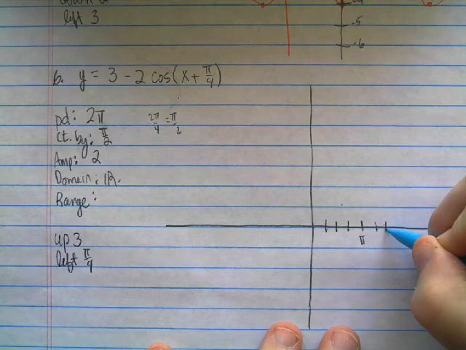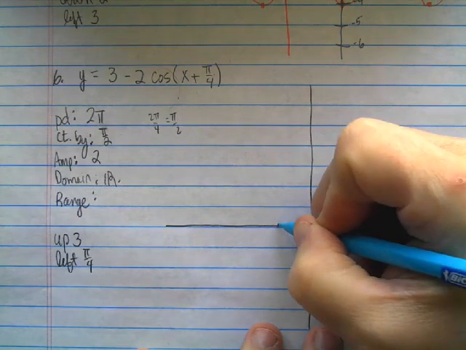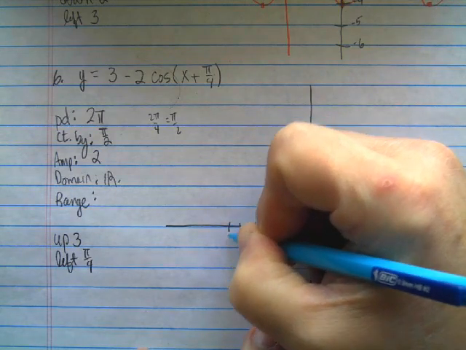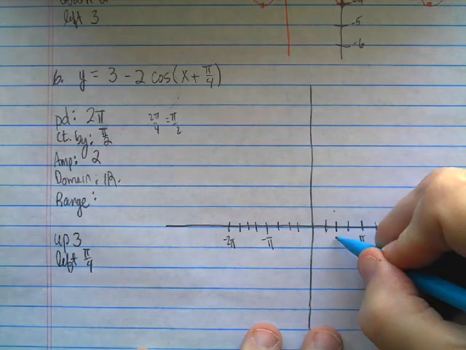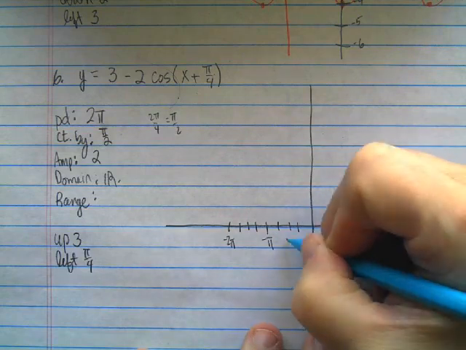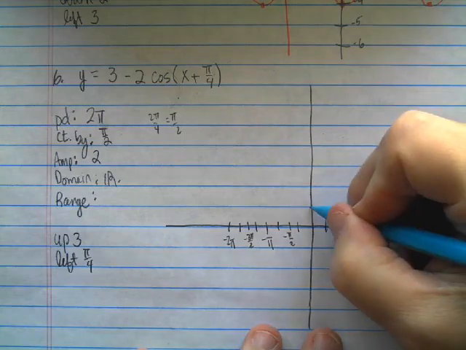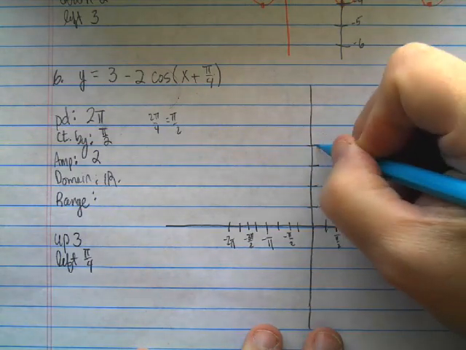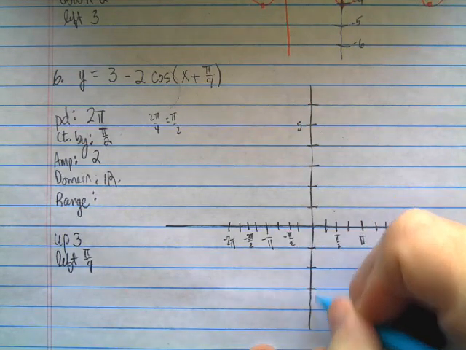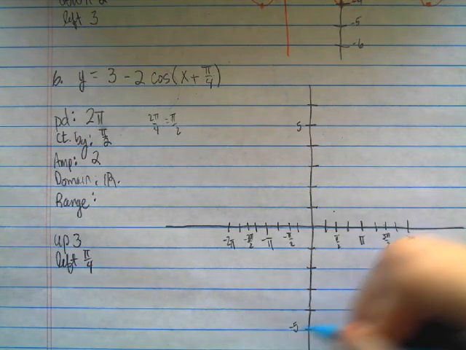So 1, 2, 3, there's 2 pi. 1, 2, 3, there's negative pi. 1, 2, 3, there's negative 2 pi. And if you want to mark, there's pi over 2, 3 pi over 2, negative pi over 2, negative 3 pi over 2. And 2, 3, 4, 5, 6, 1, 2, 3, 4, 5. Okay.